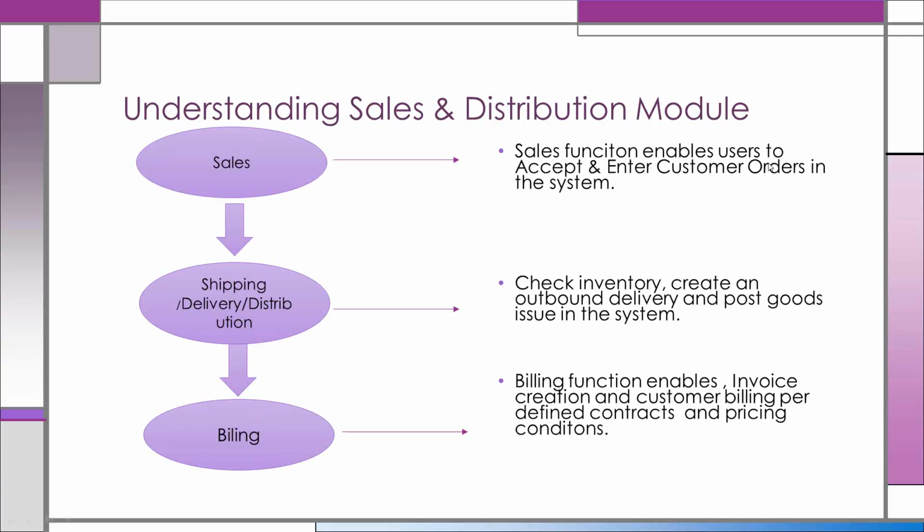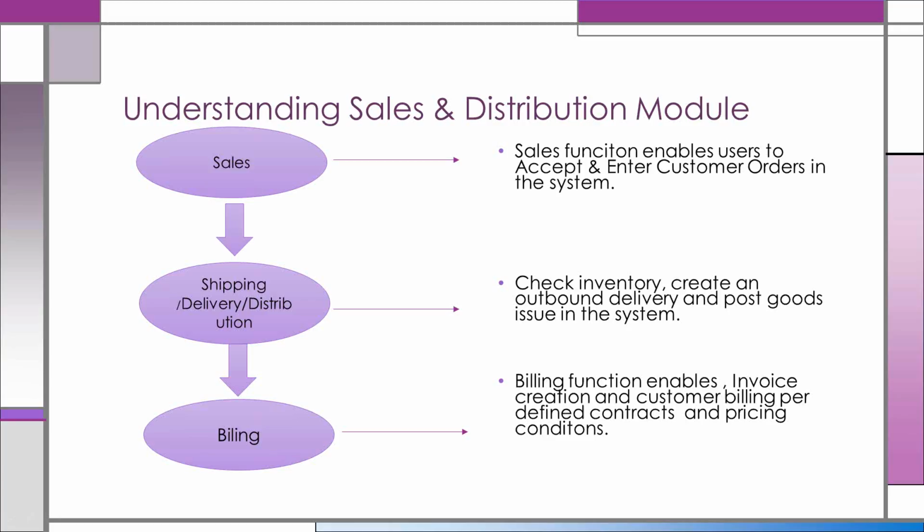Then the next step is shipping, delivery, and distribution. In this process, when somebody requests a product, the first thing you do is check the inventory, right? You need to find out whether the product requested by the user is available in the inventory first. Maybe they would have asked for hundreds, maybe thousands, so you have to check the inventory.